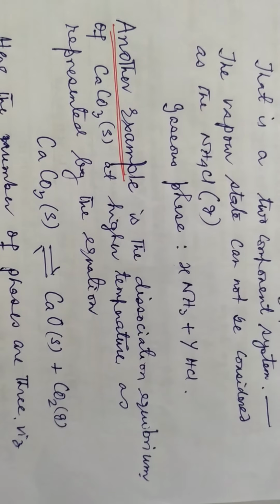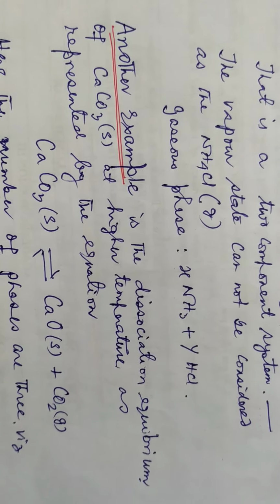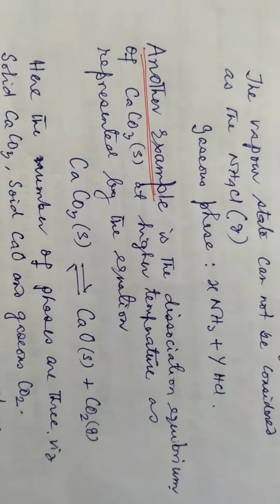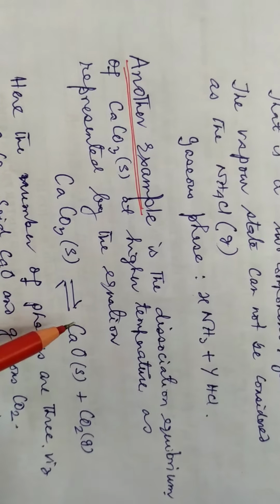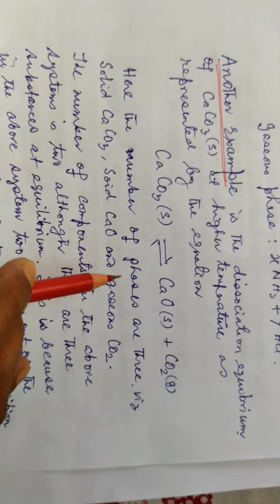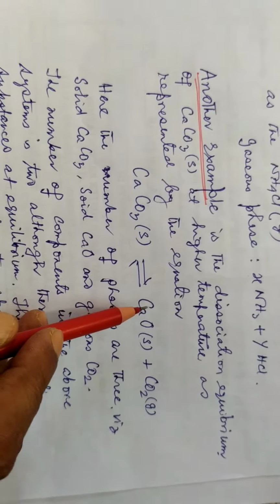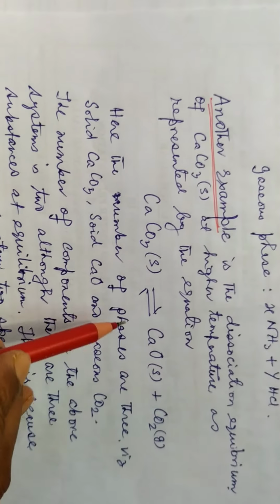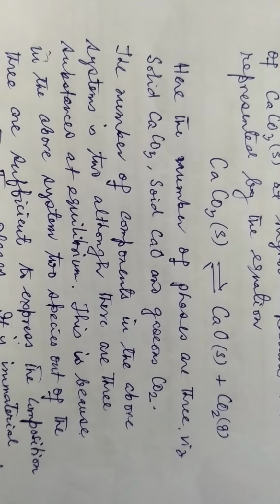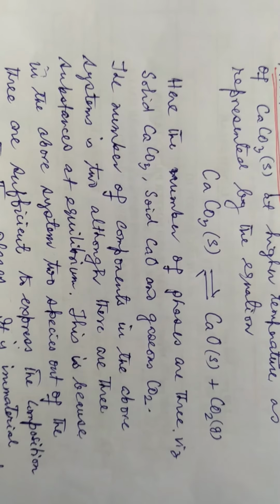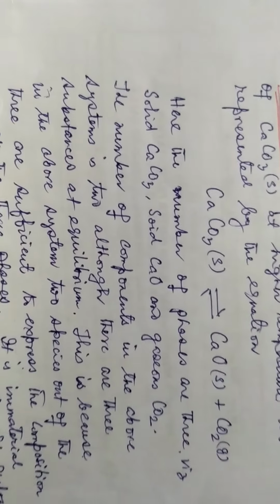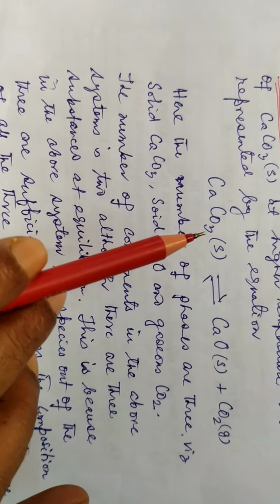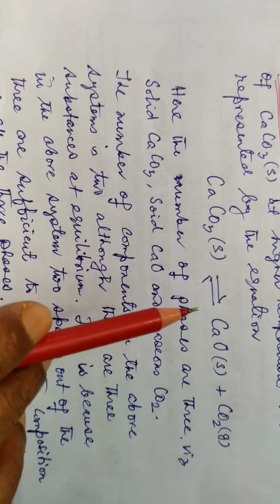Another example is the dissociation equilibrium of calcium carbonate solid at higher temperature. The dissociation can be represented as calcium carbonate giving calcium oxide plus carbon dioxide. Here the number of phases is 3. This is solid, this is another solid, and this is gas. So the number of phases is 3. The number of components in the above system is 2, although there are 3 constituents or substances at equilibrium.